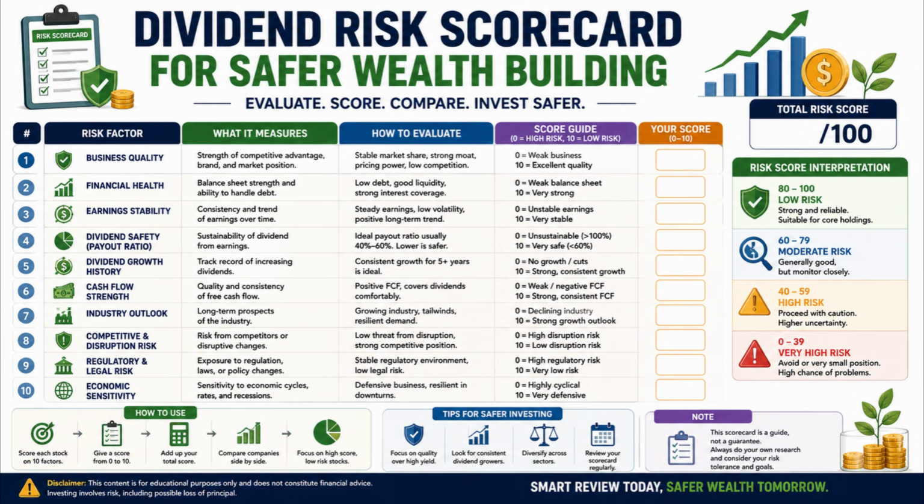Following this, review the company's dividend growth history. Look for businesses that have increased their dividends consistently for at least 5 years. A long record of dividend growth may reflect disciplined management, reliable earnings, and a stronger commitment to shareholders.